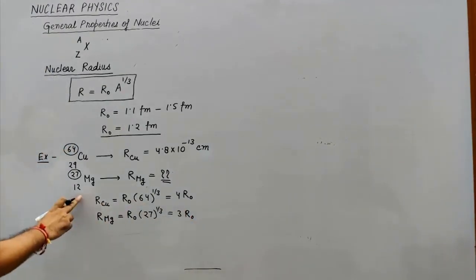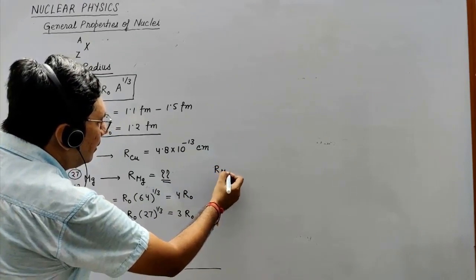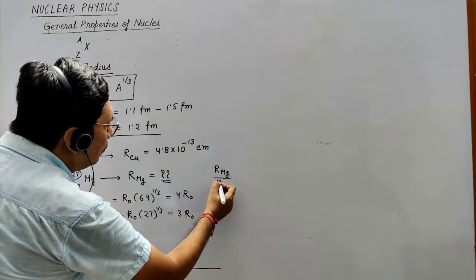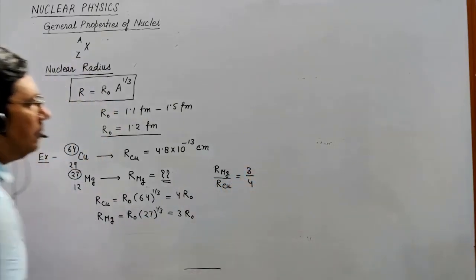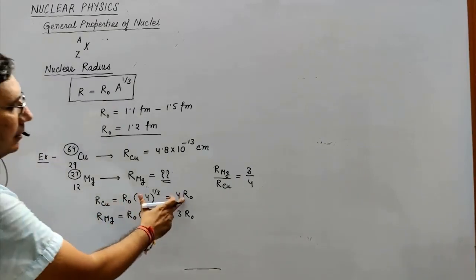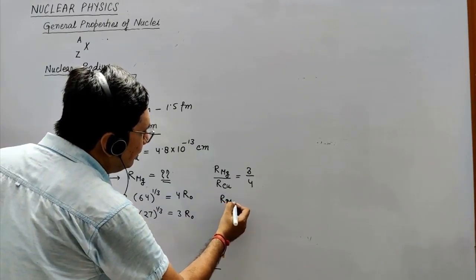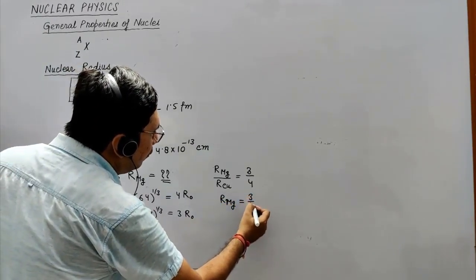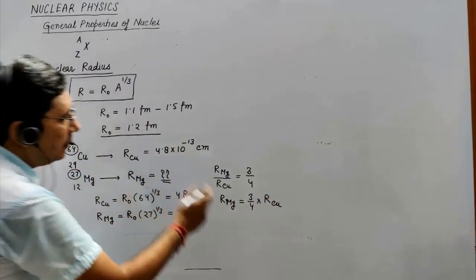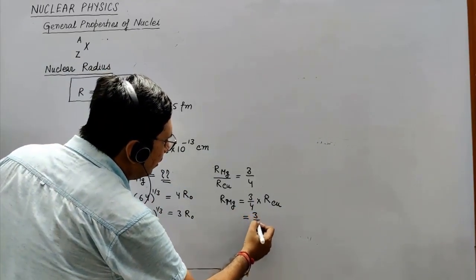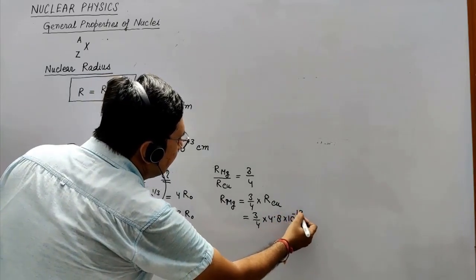Now divide these two equations. This gives RMg divided by RCu equal to 3 by 4, as R naught cancels out. So RMg will be equal to 3 by 4 into RCu. What is the value of RCu? This is given. So this is 3 by 4 into 4.8 into 10 to the power minus 13 centimeters.